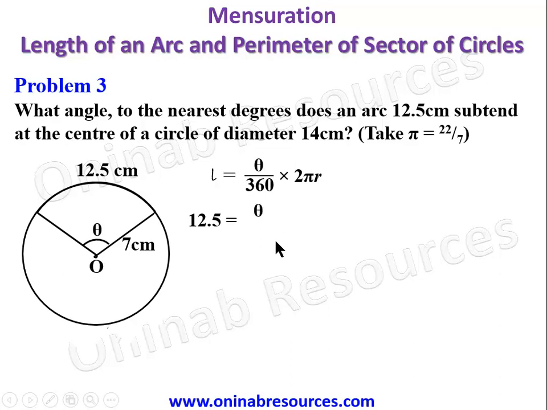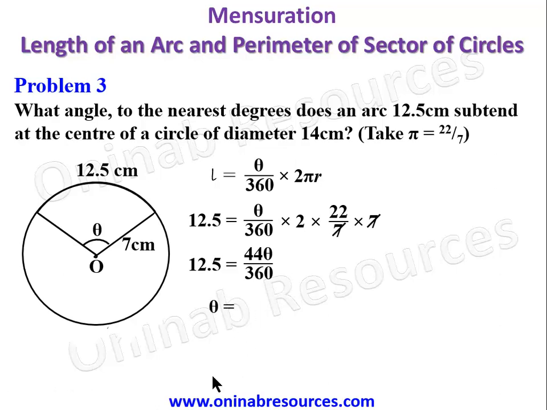We don't know the value of theta there. Then multiply by 2, multiply by 22/7, then times 7. So this 7 will cancel this 7. These are the numerators. So we have 12.5 is equal to 44 times theta over 360. Then we now make theta the subject of the relation.